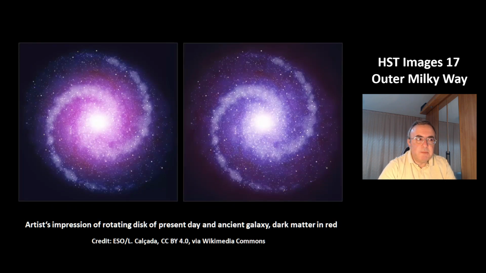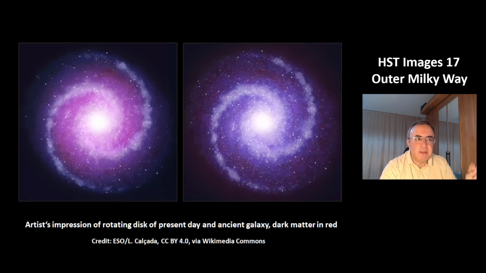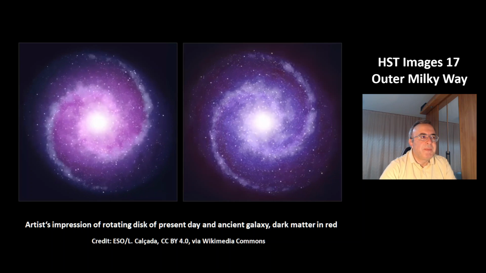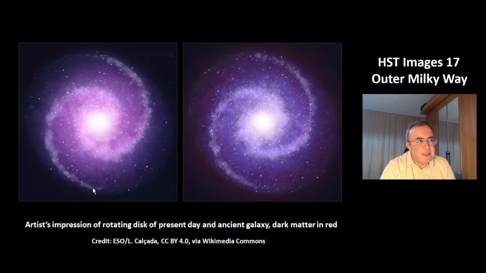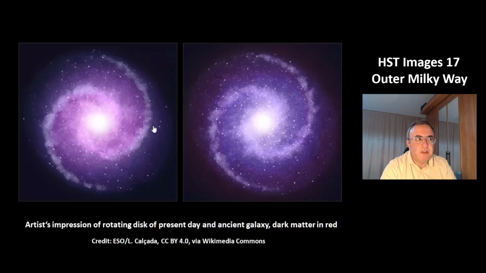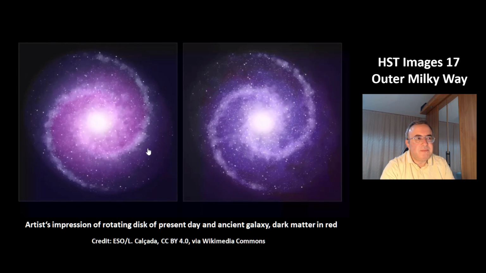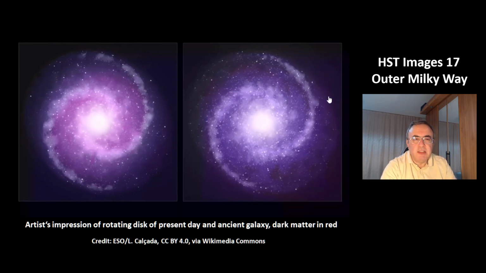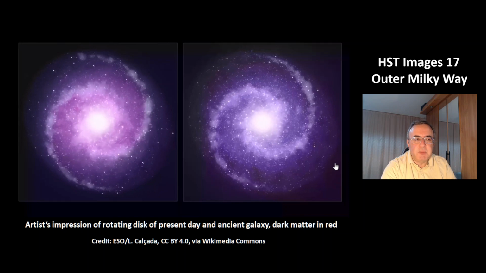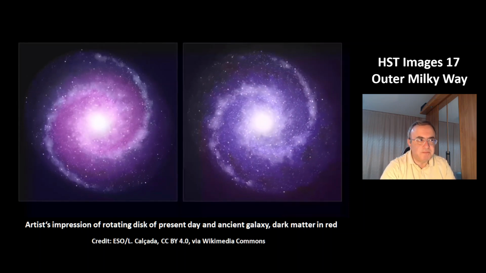This is a nice artist's impression of the rotating disk of our present day and the ancient galaxy. The present day galaxy is on the left, and the ancient galaxy is on the right. And in this picture, the dark matter is in red, and this is how both galaxies rotate. So the present day galaxies rotate much faster because the dark matter has migrated towards the middle. Ancient galaxies rotate much slower because the dark matter is distributed more evenly.